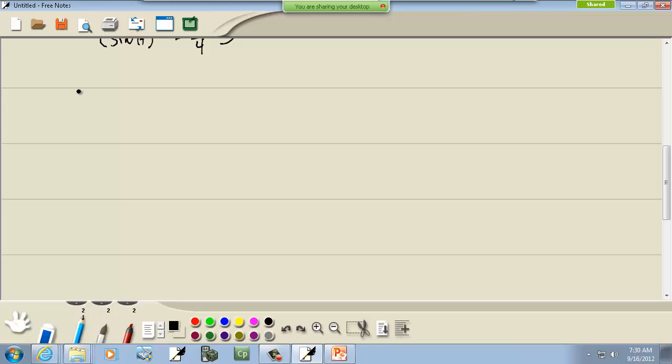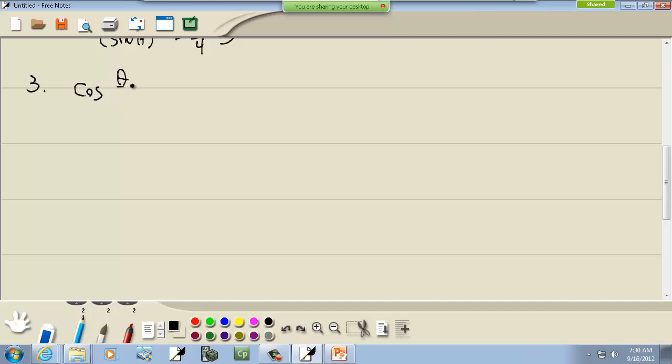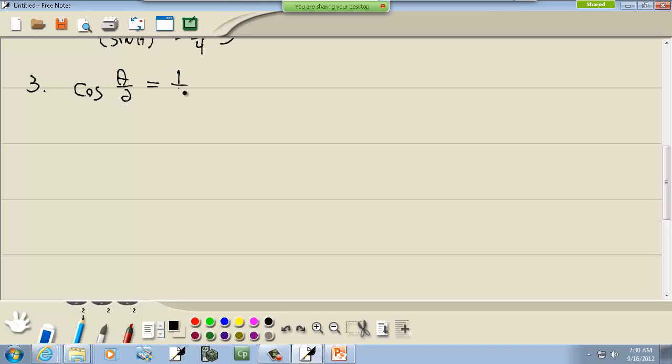Let's look at this one. This one's a little bit different. Cosine theta over 2 is equal to 1/2. Now, the trig function's by itself, but instead of having theta here, we'll have theta over 2. Well, how we handle that is we're going to look up on a unit circle where cosine is equal to 1/2.